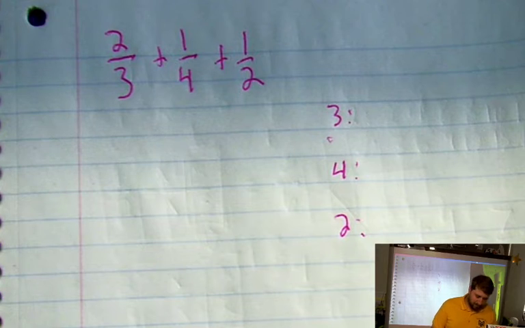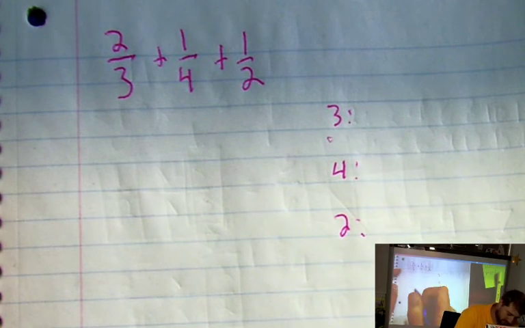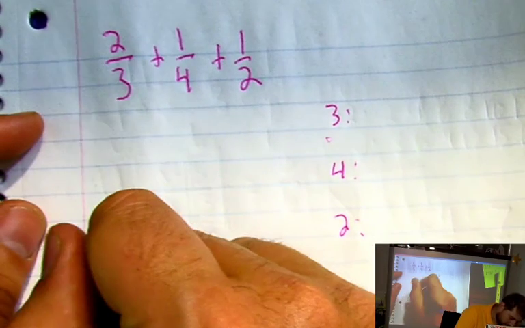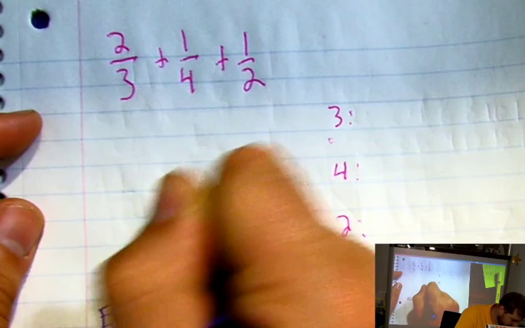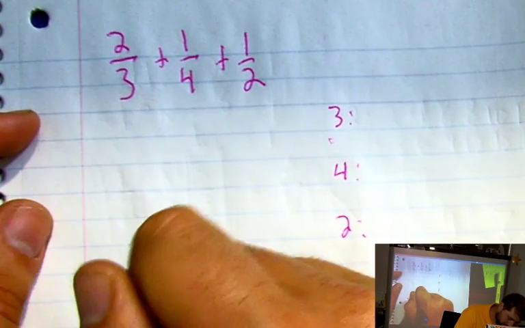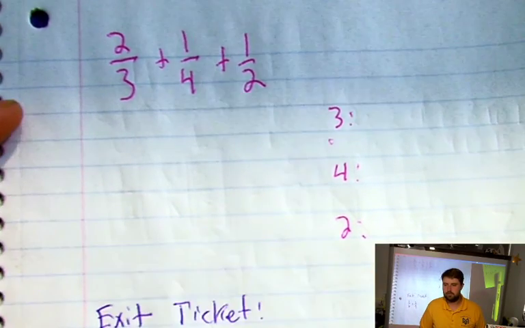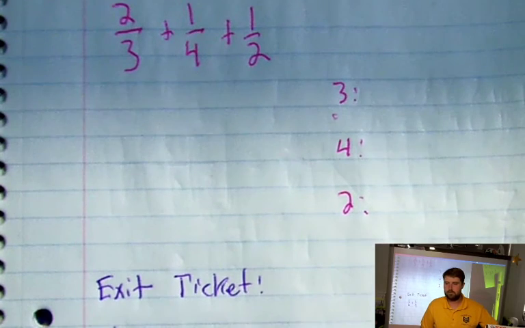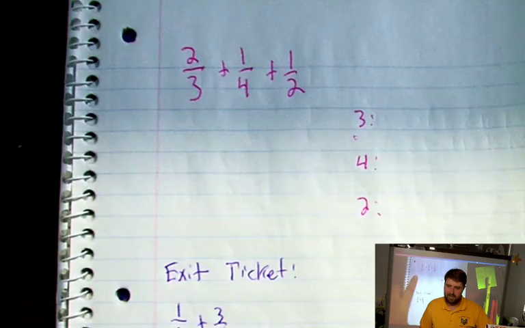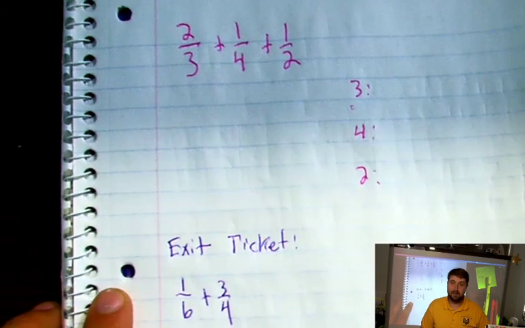Once you've solved that problem, your exit ticket for today, there will be a spot for you to turn this in on our asynchronous day tomorrow on Tuesday. Your exit ticket problem today is this: 1/6 plus 3/4. So give this super tough problem a shot here, and then your exit ticket is right here at the bottom.